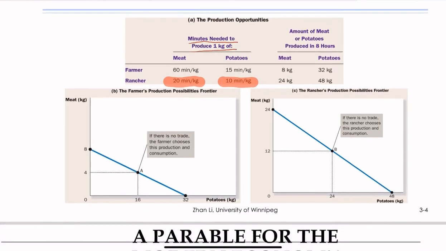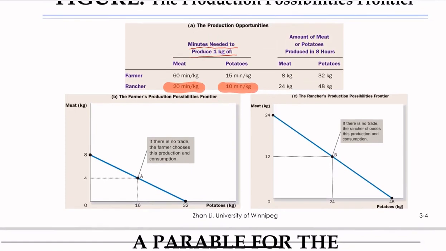In the future you will see that this is called absolute advantage. But now these are just numbers made up by the textbook. So let's just accept these numbers. Okay.